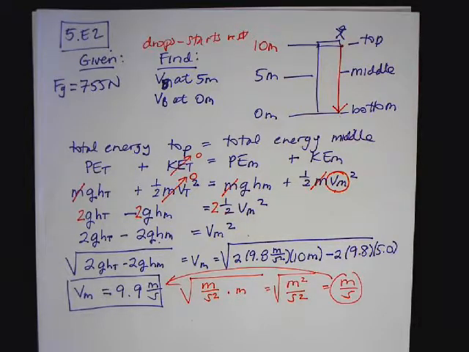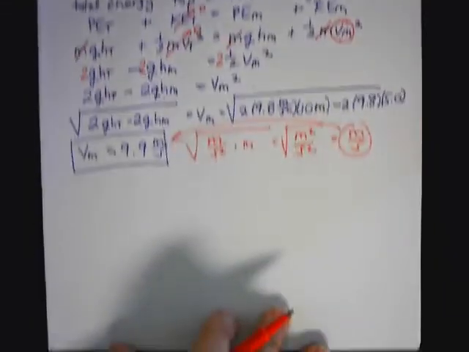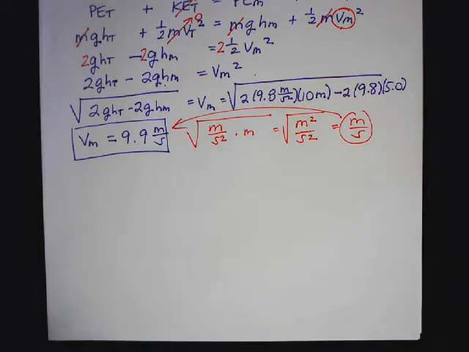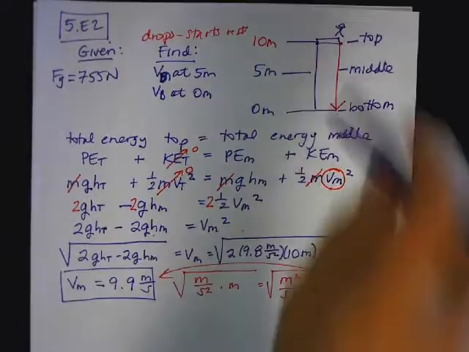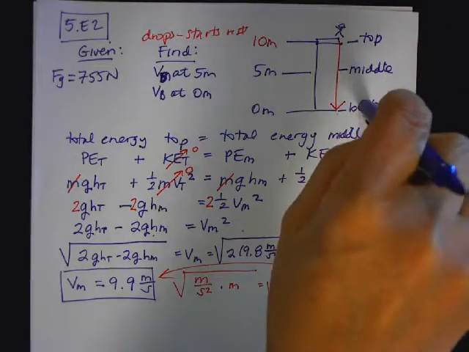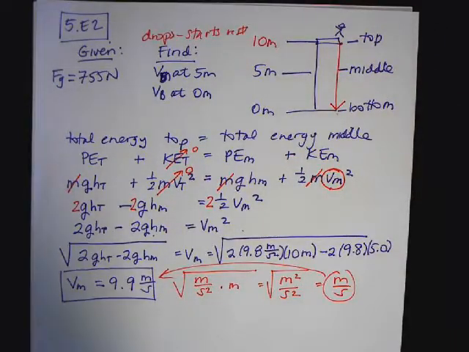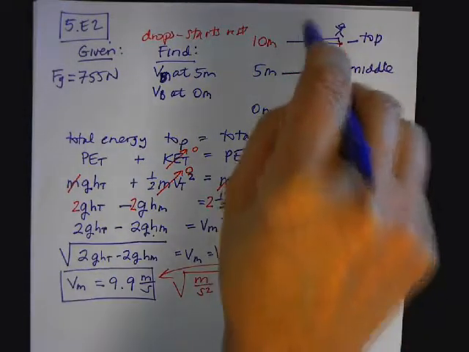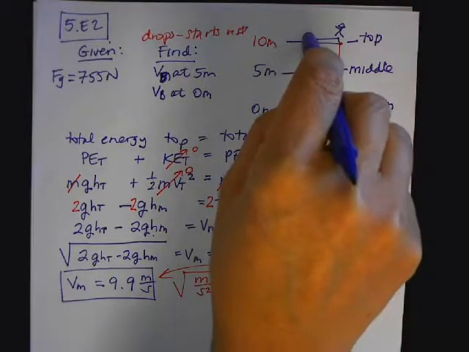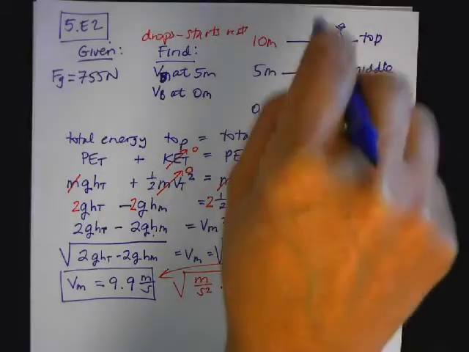All right, let's do the next part. So the next part says find the total energy at the bottom. Or no, we want to find the velocity at the bottom. Now I could do conservation of energy between the middle and the bottom, but the easiest way to do it is if something is 0, do it between that. So because the kinetic energy at the top is 0, that's going to be easiest. So I'm going to do it between here and here.